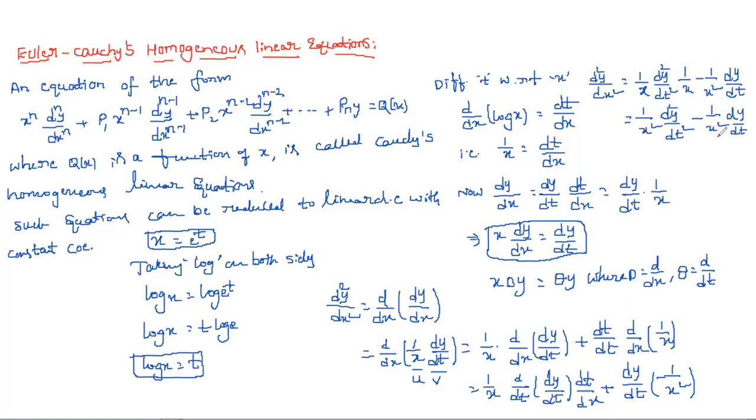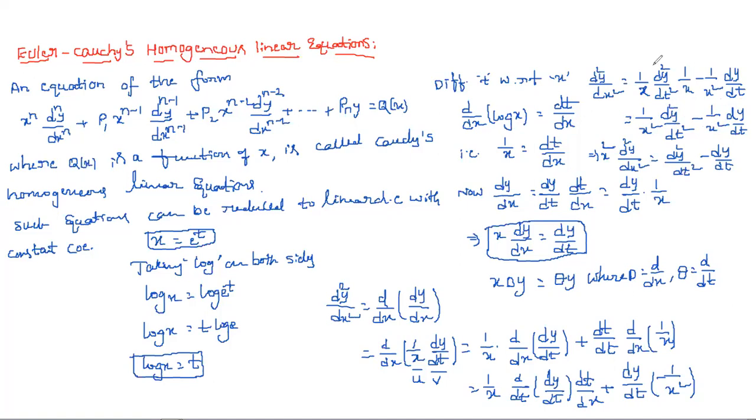If you observe, in these two terms which one is the common one? 1 by x square. If you take that as common and send it to the left hand side, then x square d square y by dx square is equal to d square y by dt square minus dy by dt.